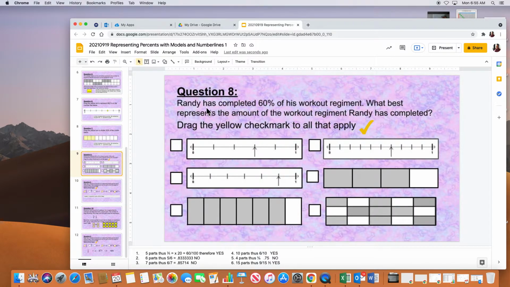Okay, Randy has completed 60% of his workout regimen. What best represents the amount of workout regimen Randy has completed? Drag the yellow check mark to all that apply. Well, this is 5 parts. 5 is a factor of 100. So to get to 100, we multiply it by 20.